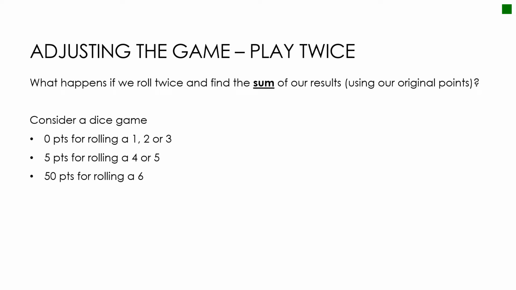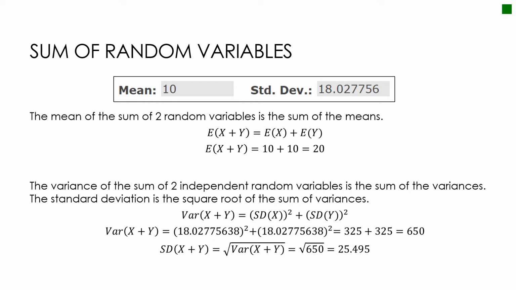So if I roll twice and I'm finding the sum of my results, which of course means I'm adding my results, then what will happen, again using my original points, what can I expect to happen? So again, I've copied at the top just so that we don't have to try to remember what our mean and standard deviation were originally. So this was for the original game.